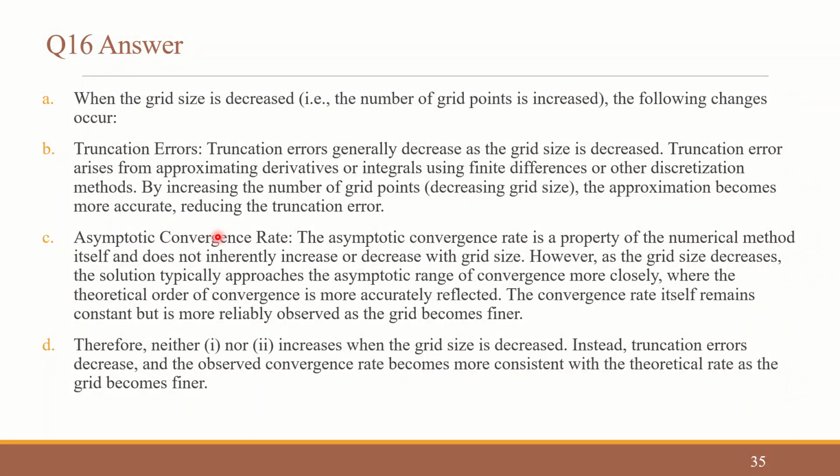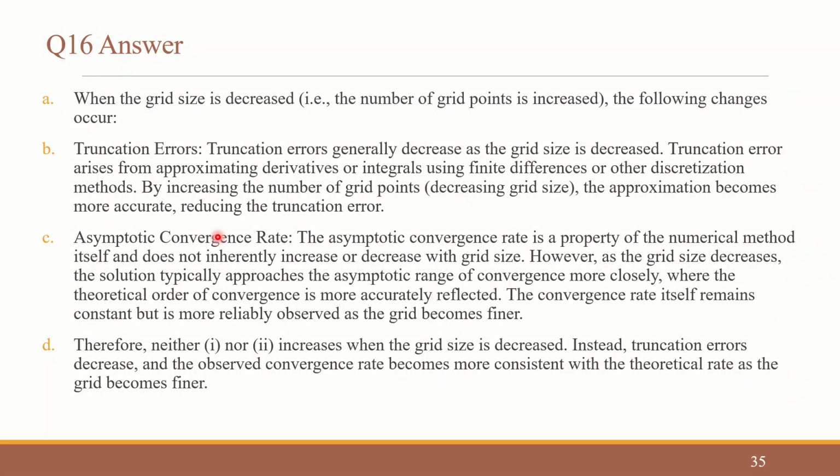Therefore, neither 1 nor 2 increases when grid size is decreased. Instead, truncation error decreases with decrease in grid size and the observed convergent rate becomes more consistent. I am sorry, I mentioned it as it will decrease, but it does not decrease, it becomes more consistent with the theoretical rate as the grid becomes finer.